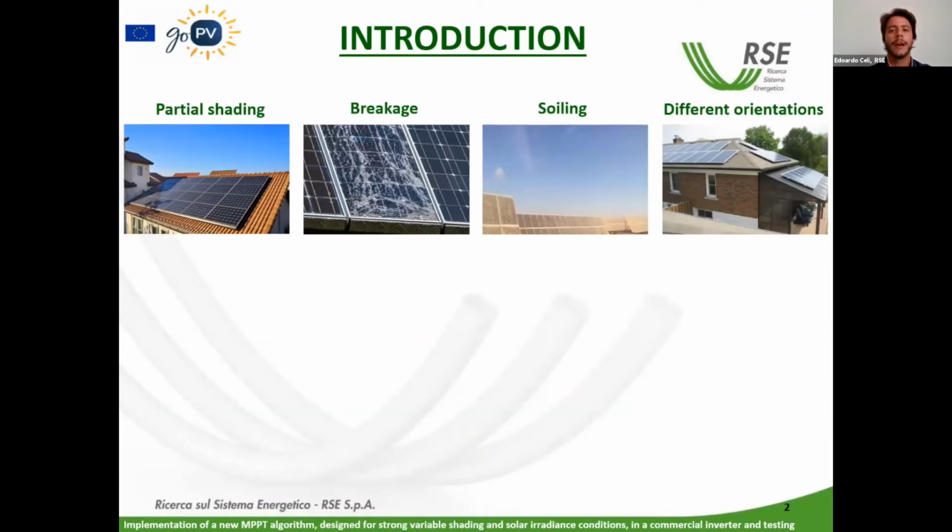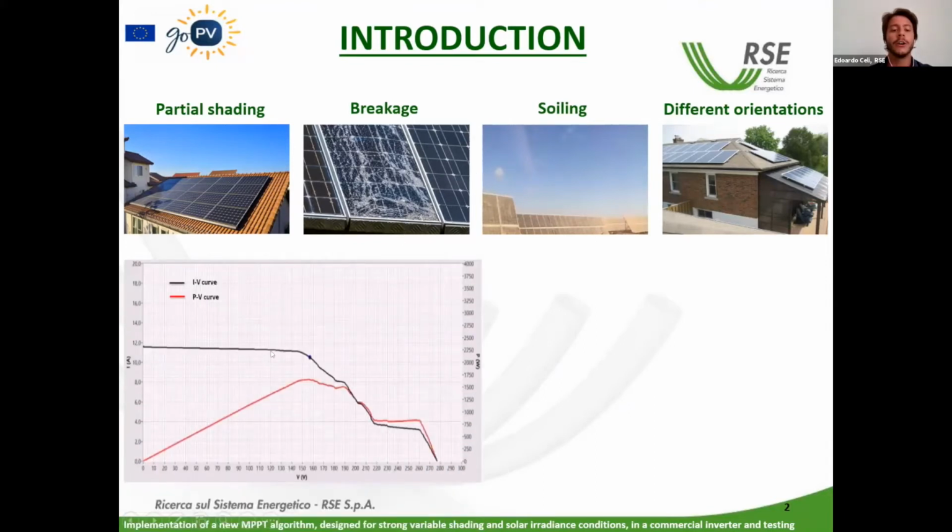The first thing that comes to mind is certainly the reduction of energy performance of photovoltaic systems affected by partial shading, breakage and partial breakage, soiling, and different orientation of the PV strings. But concretely, what is the effect of these problems on the PV systems? The variation and distortion of the current-voltage curve in black and the power-voltage curve in red. In particular, the IV curves have more current steps. Instead, the PV curves have more local power peaks.